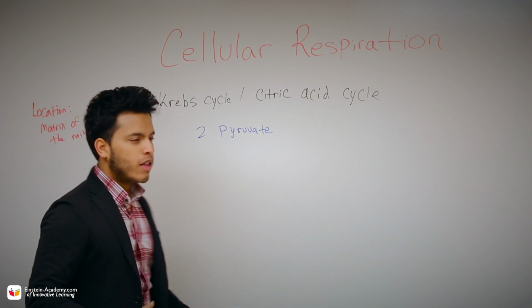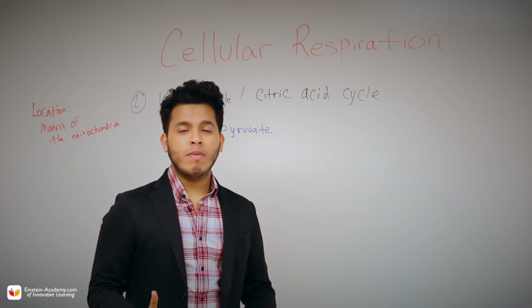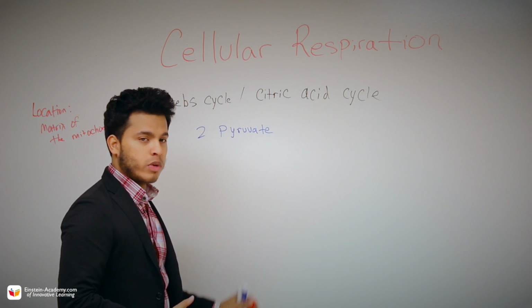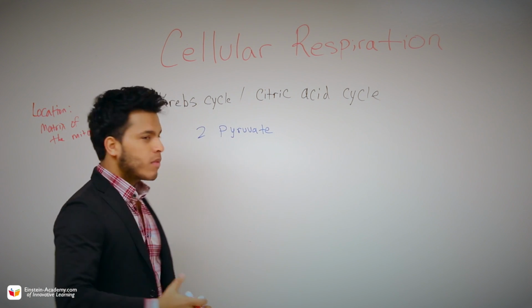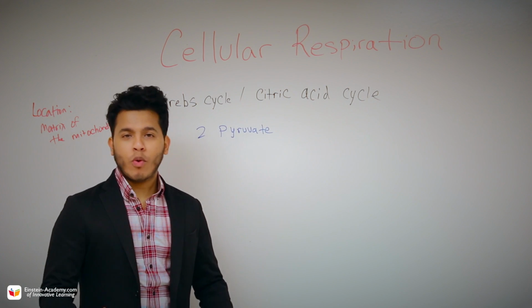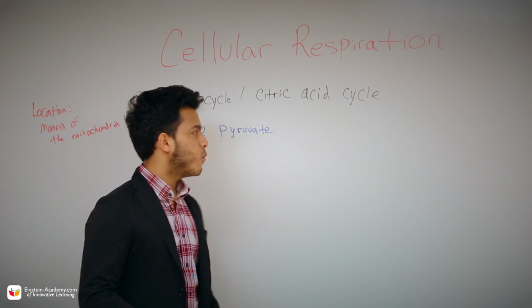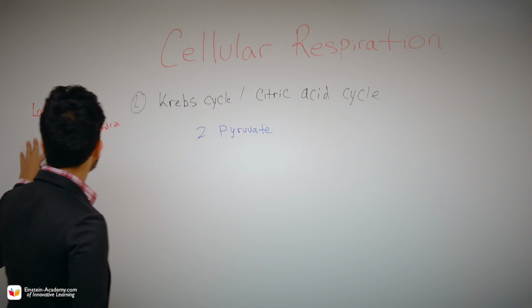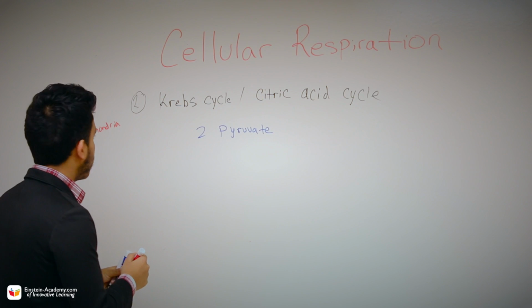So, once again, these are the questions that AP Bio loves to test you on. The location of each of these 3 steps. Does it require oxygen? Does it not require oxygen? What are your products? What do you get? What's your starting compound? What's your ending compound? So location is in the matrix of the mitochondria. Hopefully you guys know where that is.